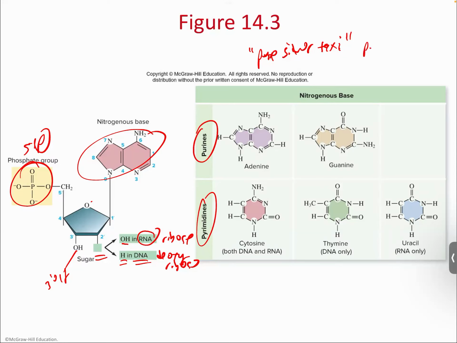But this is basically how you remember it. Pure stands for purine, and silver, what's the elemental symbol for silver? Ag, which stands for adenine and guanine. So the purines are Ag, silver. Now what's taxi? Taxi is a leftover, Tc, which are in this case the pyrimidines.